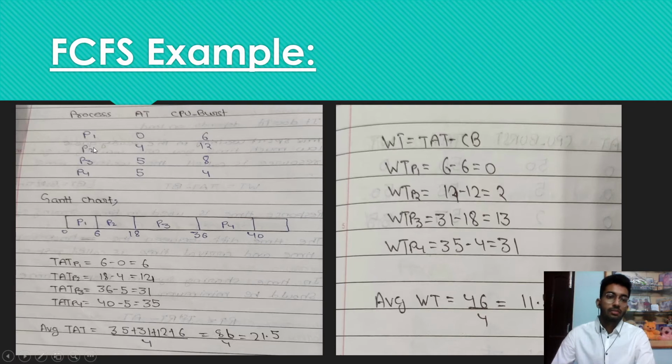In this we can see four processes, P1, P2, P3, P4. So the arrival of P1 is at earliest, so P1 will be executed first. Then P2 arrives, so then P2 will be executed, then P3 and then P4 simultaneously. So then you can see the Gantt chart, that is P1 is executed first, then P2, then P3 and then P4. Then we can calculate the turnaround time for each process and then calculate the average turnaround time, that is 21.5. Similarly, we can calculate the waiting time for each process and the average waiting time, that is 11.5.